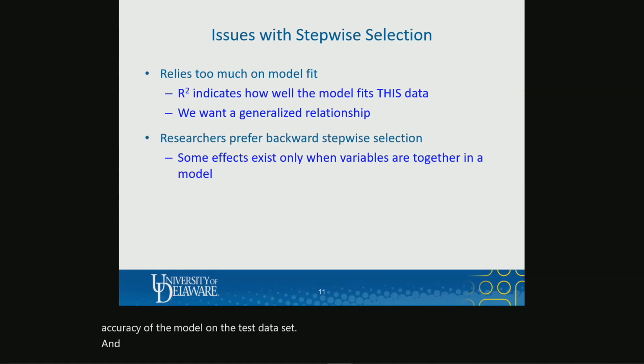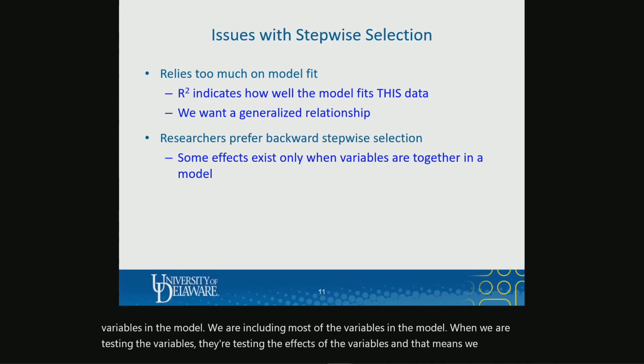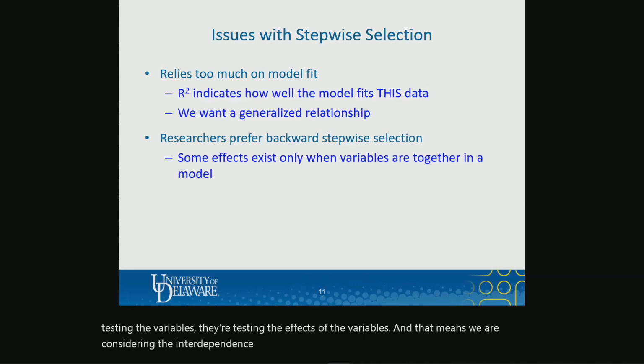And when we use backward stepwise selection, we are including all, or most, of the variables in the model when we are testing the variables. We are testing the effects of the variables. And that means we are considering the interdependencies between the variables.